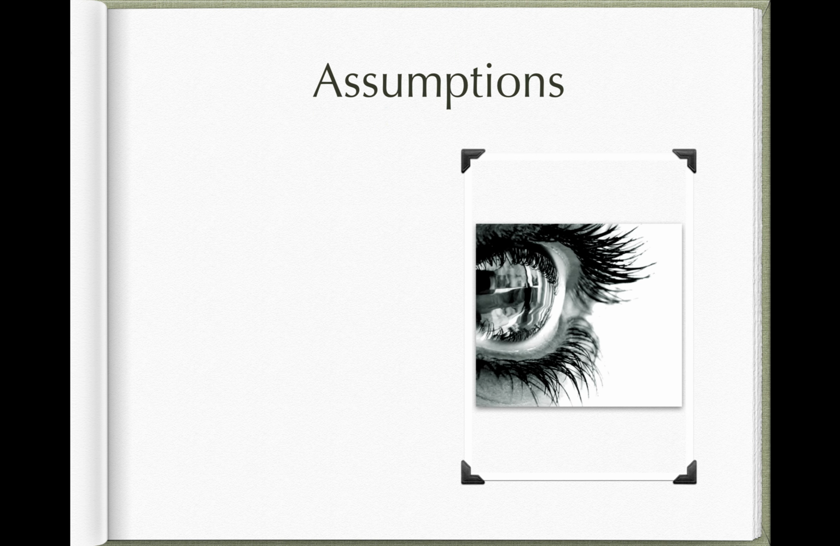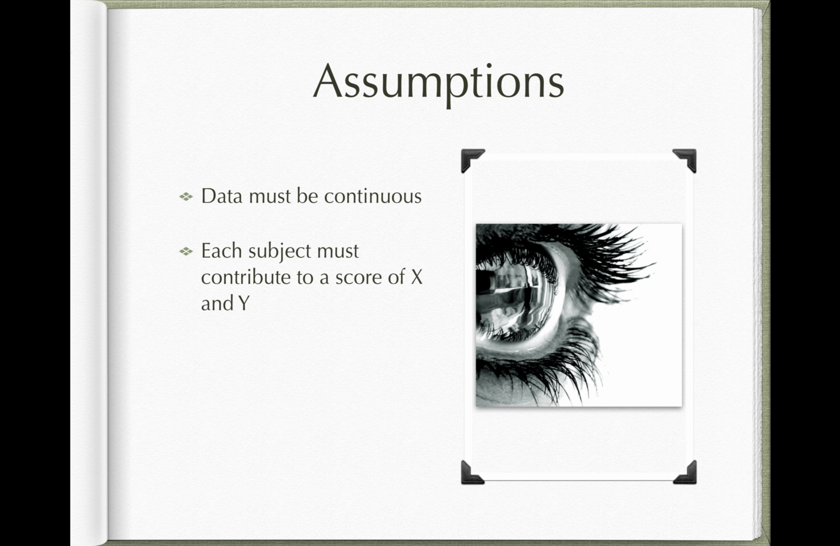There are some assumptions for correlation. The first one is that data must be continuous. The second one is that each subject must contribute a score of X and a score of Y. You have a normality assumption when you use the Pearson coefficient, but not when you use the Spearman one, which is the non-parametric counterpart of Pearson's.